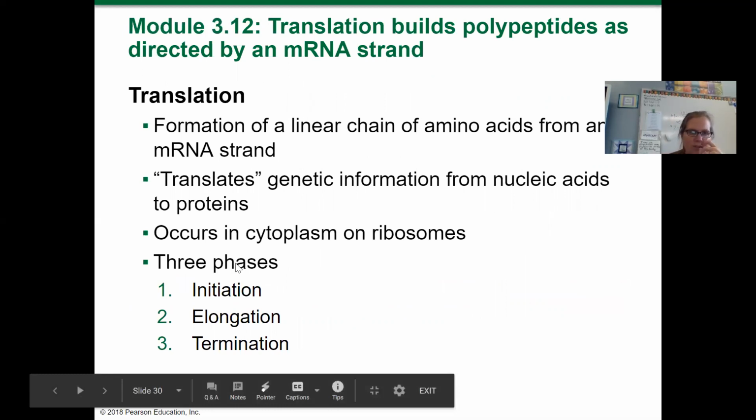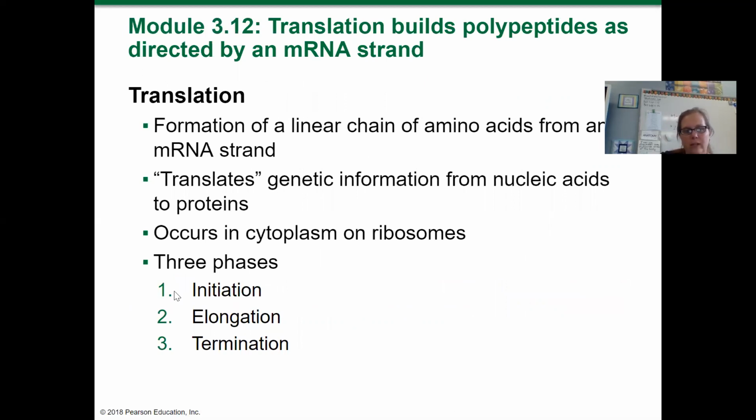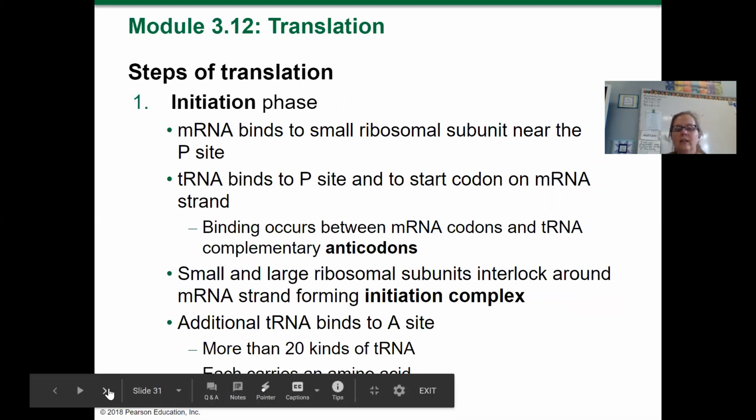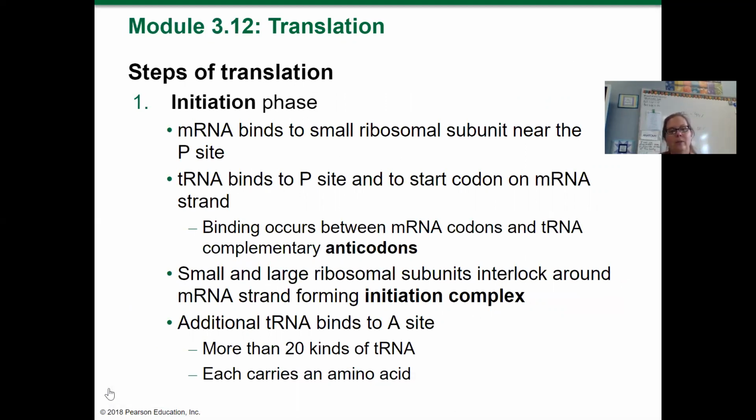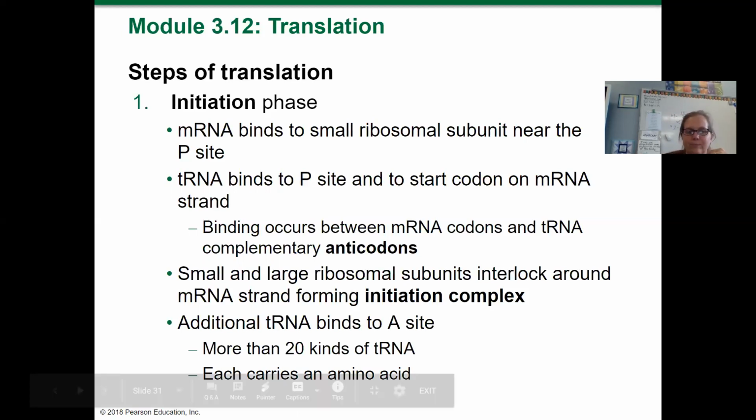The next phase is translation, and this occurs in 3 steps: initiation, elongation, and termination. Initiation: you've got these ribosomal subunits and the mRNA all binding together. The first site is called the P site. The tRNA binds to this P site, and that starts the initiation phase. And then the codons and anticodons bond, and that's bringing the different amino acids together.